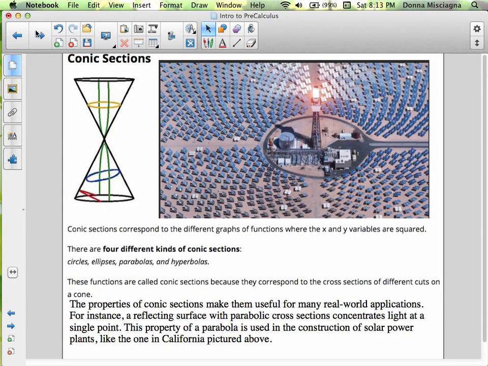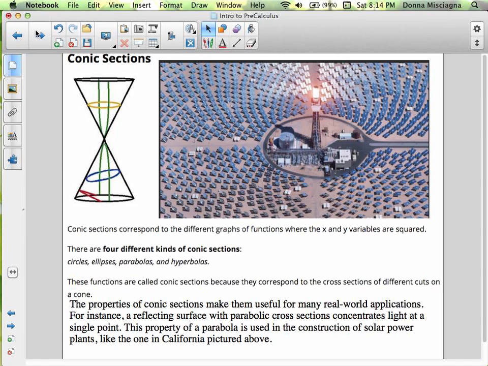Conic sections. Conic sections correspond to the different graphs of functions where the x and y variables are squared. There are 4 different kinds of conic sections: circles, ellipses, parabolas, and hyperbolas. You worked with circles in geometry. You worked with parabolas and hyperbolas a little bit in Algebra 2. Ellipses will be a new function for us. These functions are called conic sections because they correspond to the cross sections of different cuts on a cone. So depending on how you cut a cone, you get a different cross section.